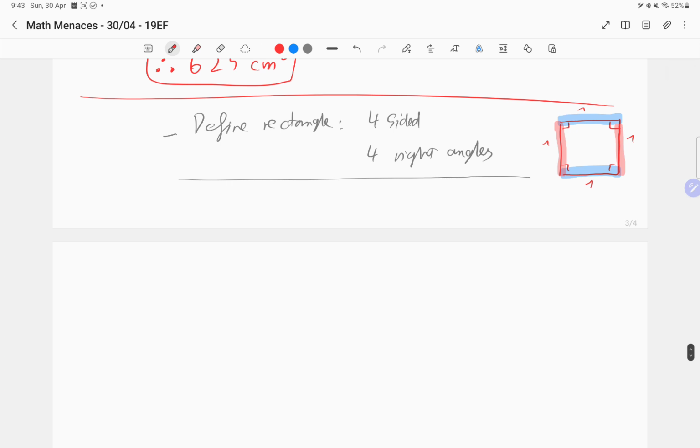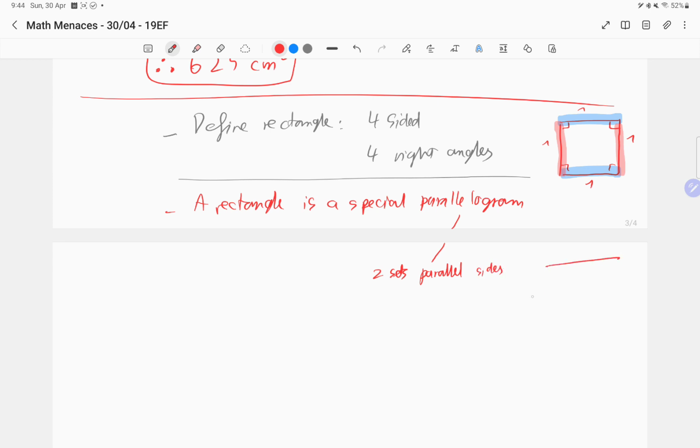A square is a special rectangle. Similarly, you know what a parallelogram is, right? The slopey one. A rectangle is a special parallelogram. Okay, a rectangle is a parallelogram. Because what's the definition of a parallelogram? It just needs two sets of parallel sides, right? Two sets of parallel sides.